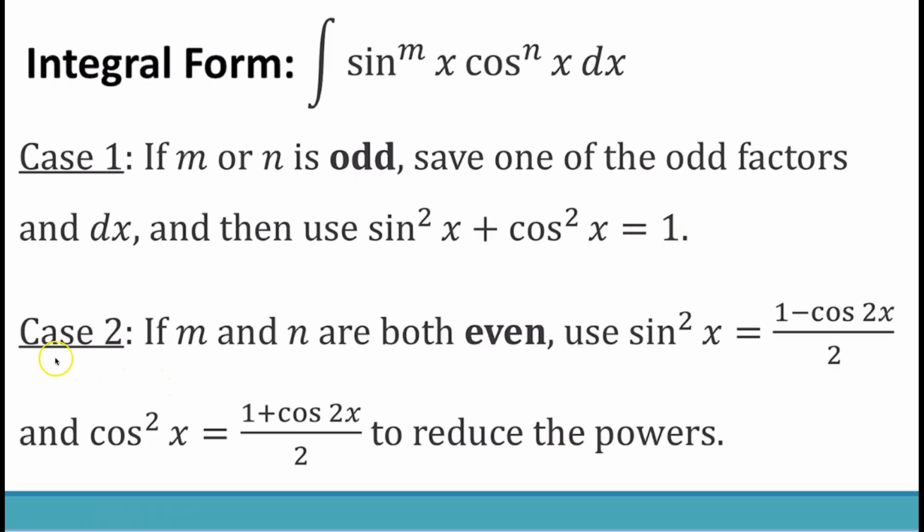The other possible case is if m and n are both even, in which case we're going to use either one or both of the power reducing identities to reduce the powers.